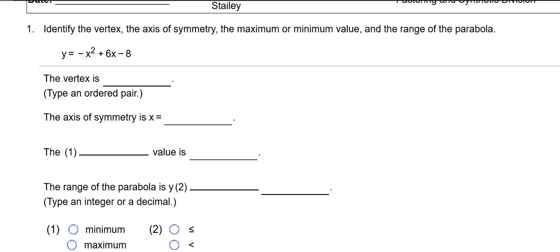Okay, so hopefully you got the opposite of b over 2 times a. Is this number a positive number or a negative number? Positive what? Positive 3. How did we get 28 again?